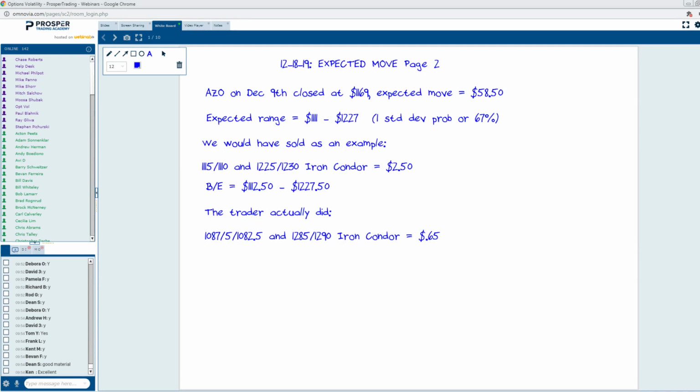So sometimes... Okay, so here's what the trader did, which took the break even down. And remember, he only did this for 65 cents. Right? So we look here for our reward to risk of about 1-to-1.